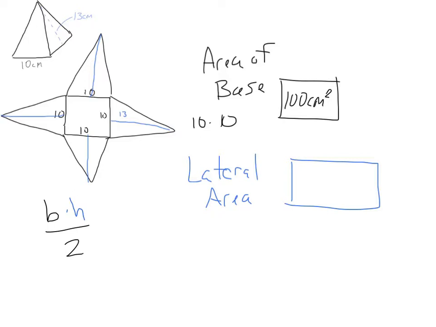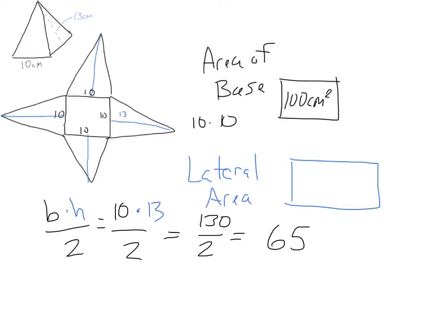So the base is 10 times the height, which is 13, and we divide all that by 2. So the area of one of these triangles is, let's see, 130 divided by 2, and that'll get us 65. And we're talking about centimeters here and area, so it's centimeters squared. So 65 centimeters squared. So we found the area of all the parts.